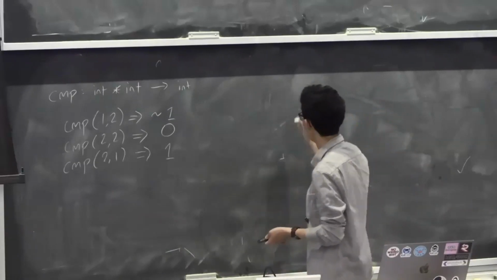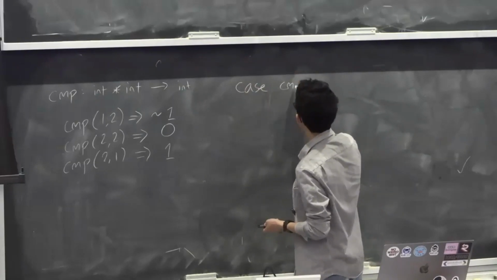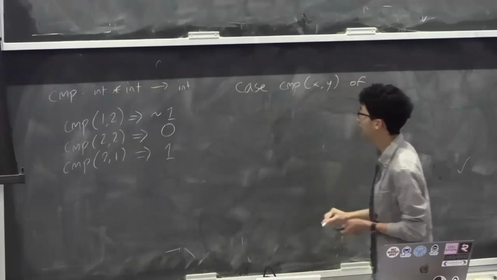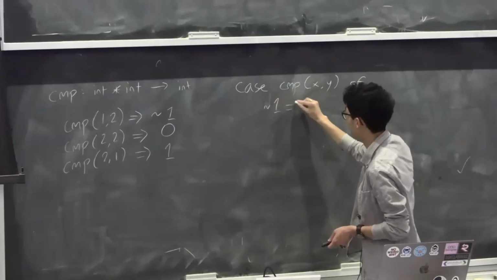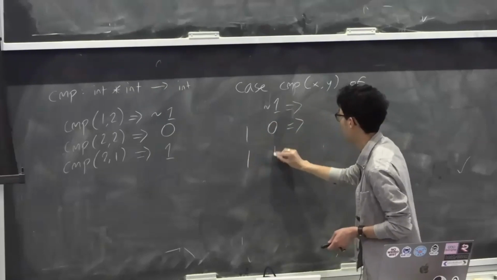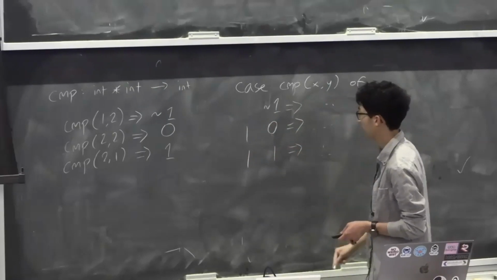If I want to use CMP, I might write this. Case CMP, and I don't know what x and y are, so let's say an arbitrary x and y, of, well, I know there's a case where it's -1, so I can pattern match on that. I know there's a case where there's 0, so I can pattern match on that. And I know there's a case for 1, so we can put whatever here.